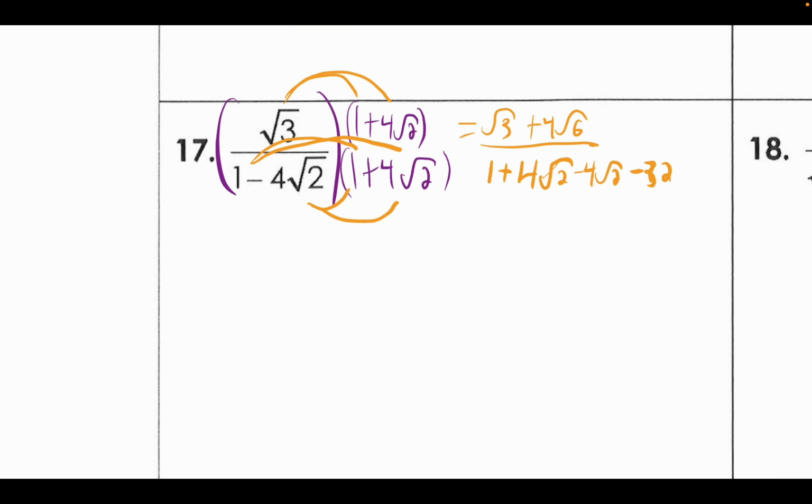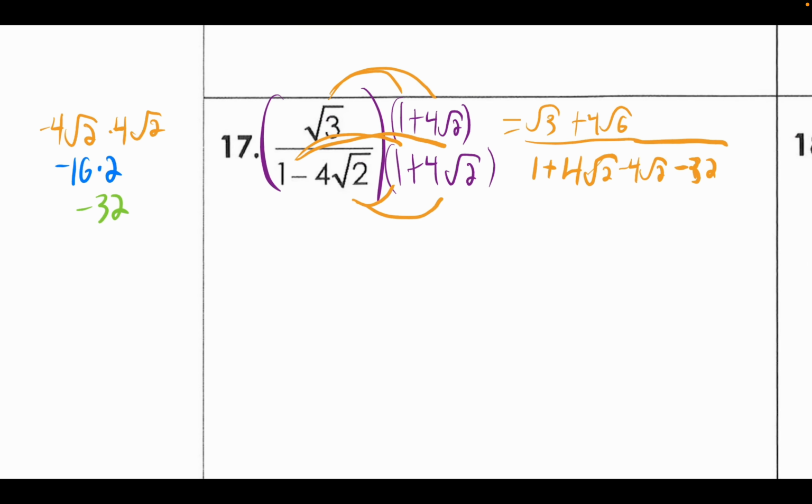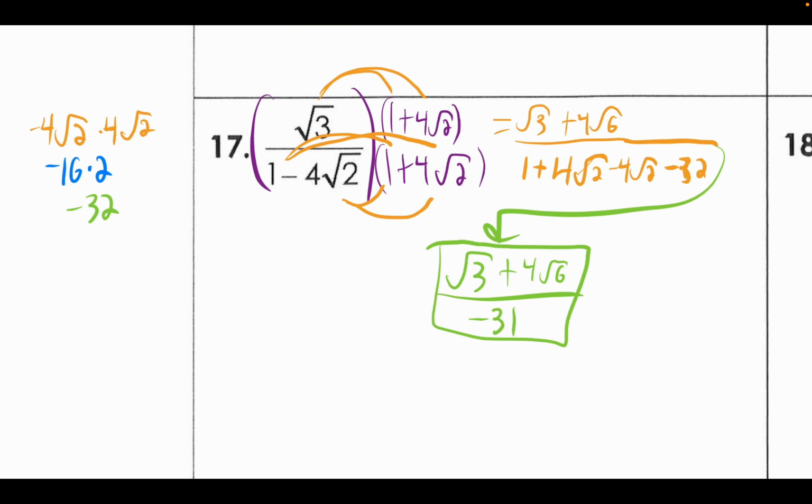If you need to see that written out, I'll show it off to the side here. So negative 4 square root 2 times positive 4 square root 2 would be negative 16 times 2, which once again is negative 32. So in the denominator, we'll combine like terms. Numerator stays the same because we can't combine them or simplify either radical. So 1 minus 32 is negative 31, and the middle terms zero out. Nothing simplifies, and we're done.